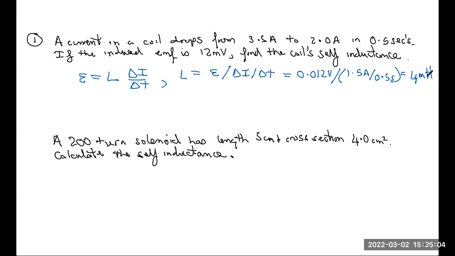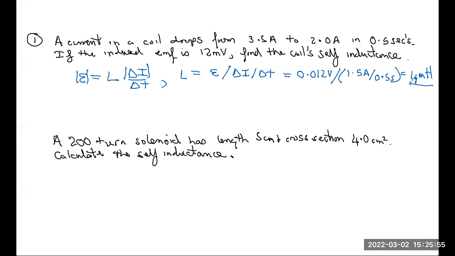Now, let me just make one last point about the way I solved this problem. I did not worry about plus or minus signs or the directions of the currents or the senses of the induced EMF. So I was working with the size of the induced EMF, the size of the change in current. So when I did the calculation, I just put in the size of the change and the size of the EMF and got 4 millihenries. That's the self-inductance.